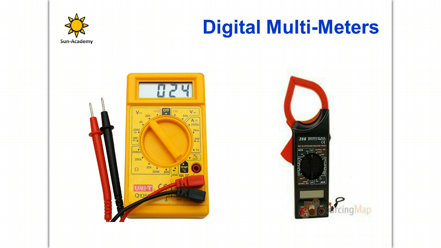Digital multimeters are essential tools to understand how systems work. There are two basic kinds. The one on the left is a digital meter with testing leads, and the one on the right is a digital meter which also has testing leads, but is called a clamp-on digital meter.